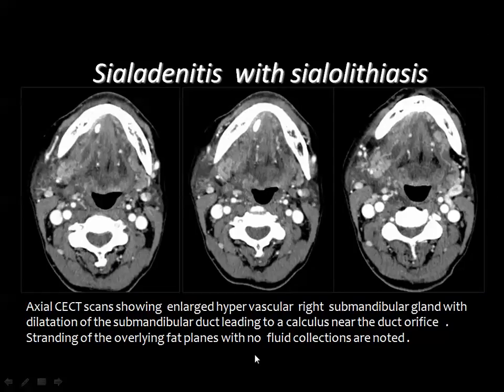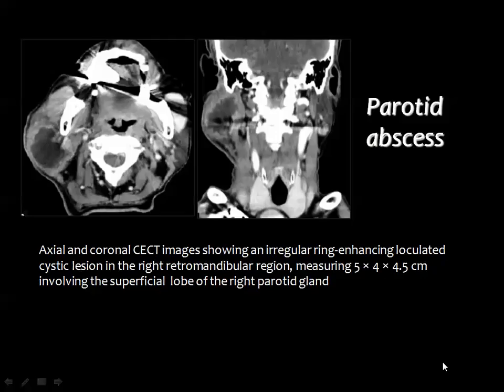And this is also an example of right submandibular sialadenitis secondary to a stone obstructing the duct of the submandibular salivary gland. This is the duct which is considerably dilated, and this is the gland which is involved by inflammation. And you can see that the surrounding fat planes are almost obliterated compared to the normal left submandibular salivary gland. Then this is the obstructing stone.